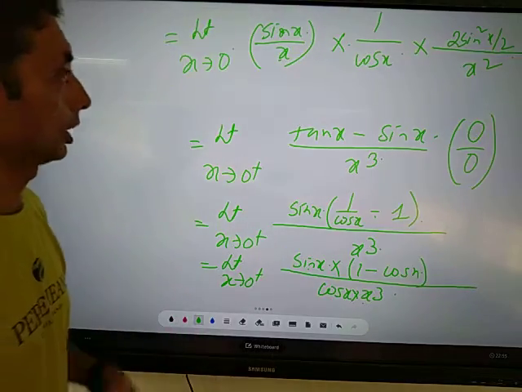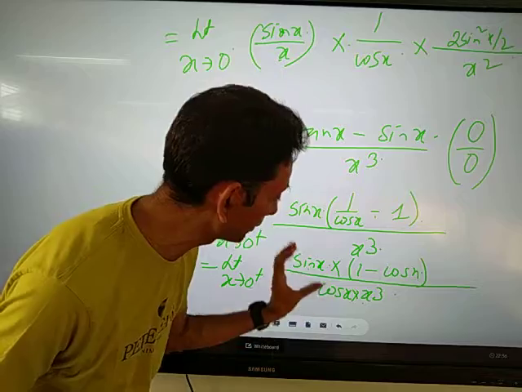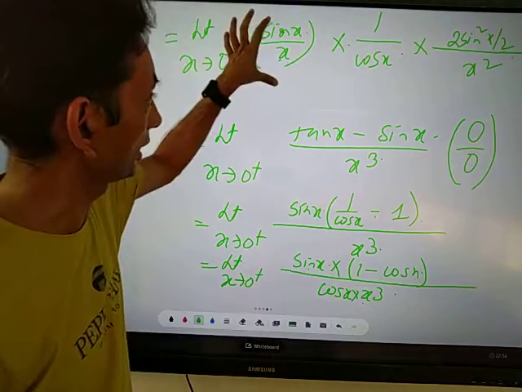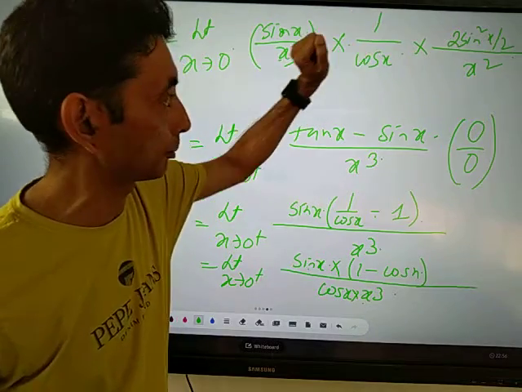So these are very simple steps. The moment you see sin x, you know you are going to use the sin x by x theorem. Then you can write cos x there in the form of 1 by cos x.